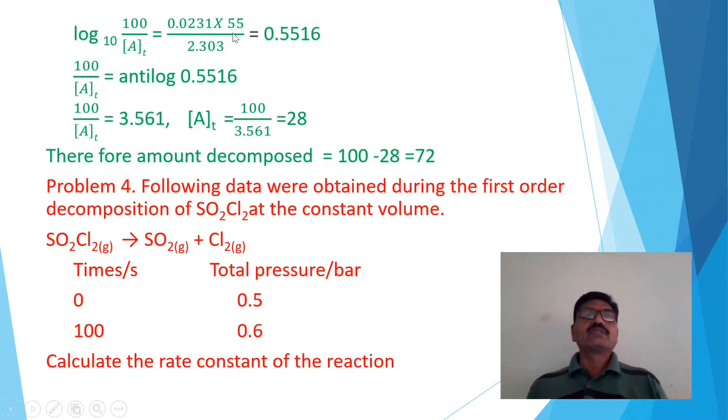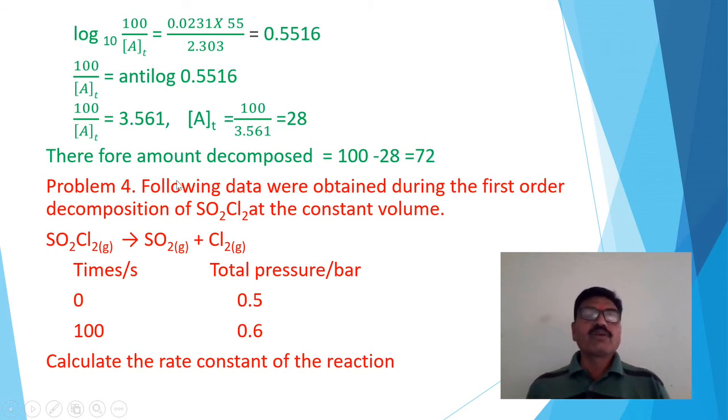Again we have these values, value of K, then T, this constant. So we will get this. Again, in order to remove this log, take the antilog of this. Then rearrange this. AT is equal to what? This. We will get 28. Finally, therefore the amount decomposed is 100 minus 28. The amount decomposed is asked for this time period, 55 seconds. So see here how it can be calculated: 100 minus this. Therefore the amount decomposed will be 100 minus 28, that is 72. In this way.